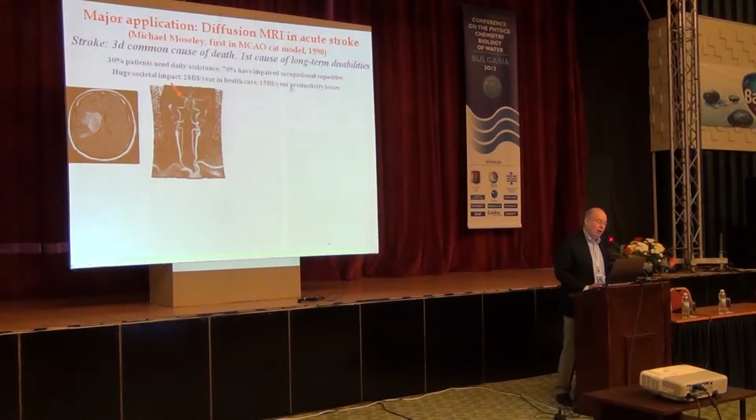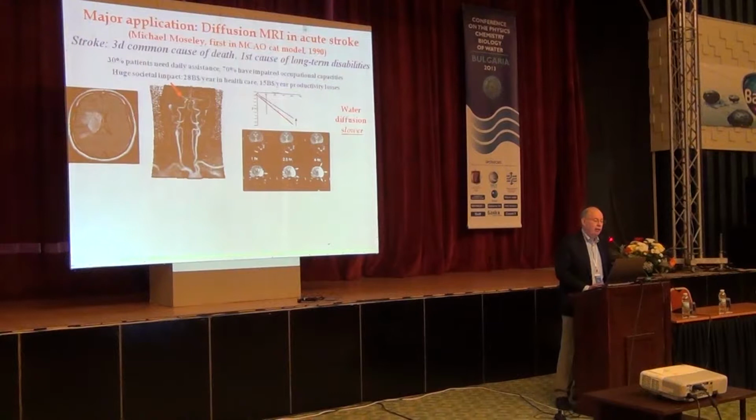And there's nothing to do. Once this part of the brain is dead, the patient may get aphasic, not able to speak anymore, or hemiplegic. It's a disaster. So back in 1990, Mike Moseley, a friend of mine at UCSF, was using my method, diffusion MRI, in a model of a stroke in the cat. And what he discovered, immediately after the clot was formed, the diffusion coefficient of water was going down immediately.